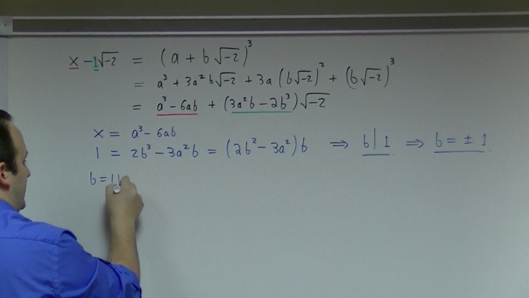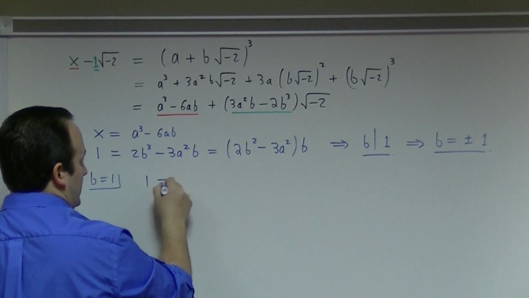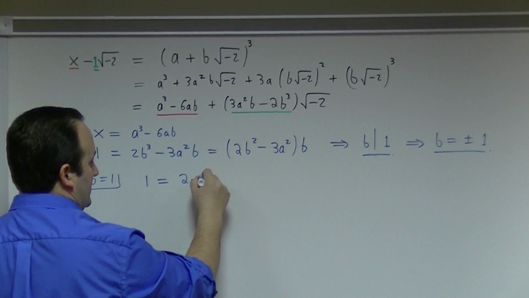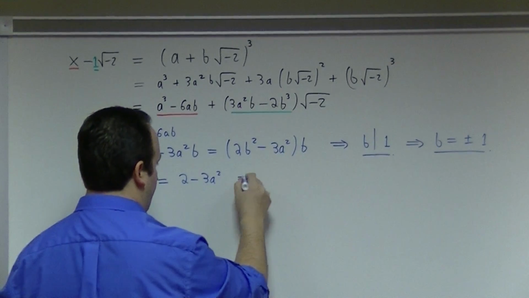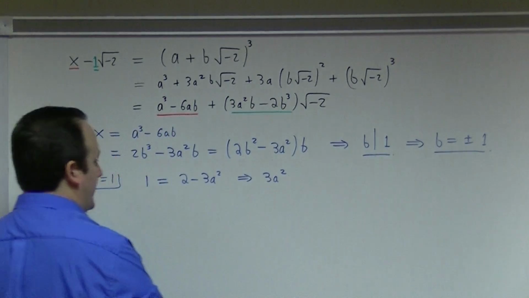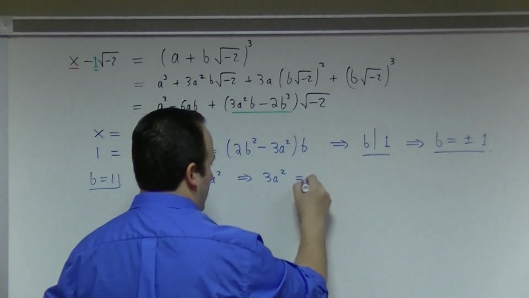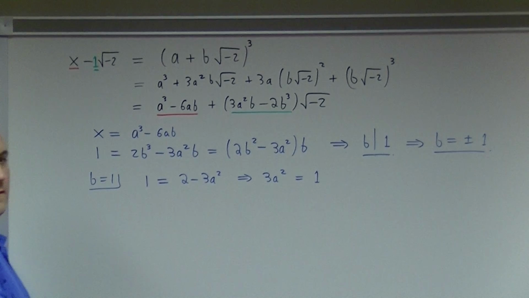If b is equal to 1, what do you get? 1 is equal to what? 2 minus 3a squared, which tells me what? 3a squared is equal to 1, right? That forces a equal to what? Well, we can solve this if we step outside the integers for a second. The solution is plus or minus 1 over root 3. In other words, there is no integer solution, right?